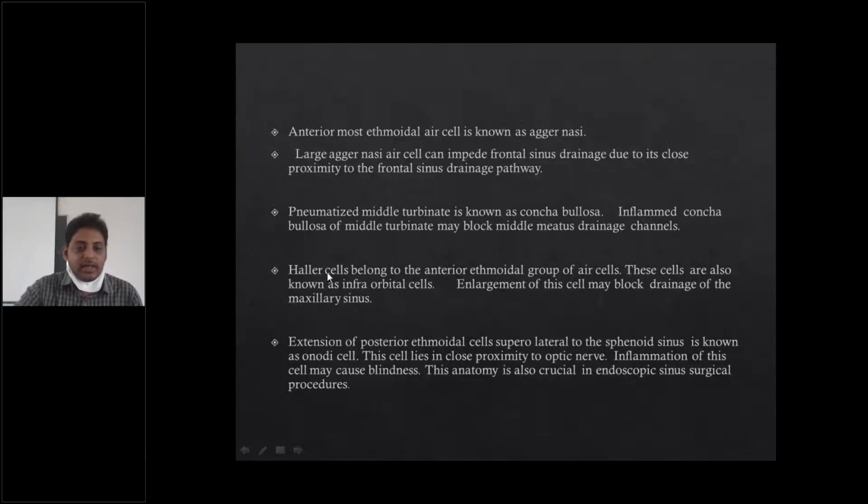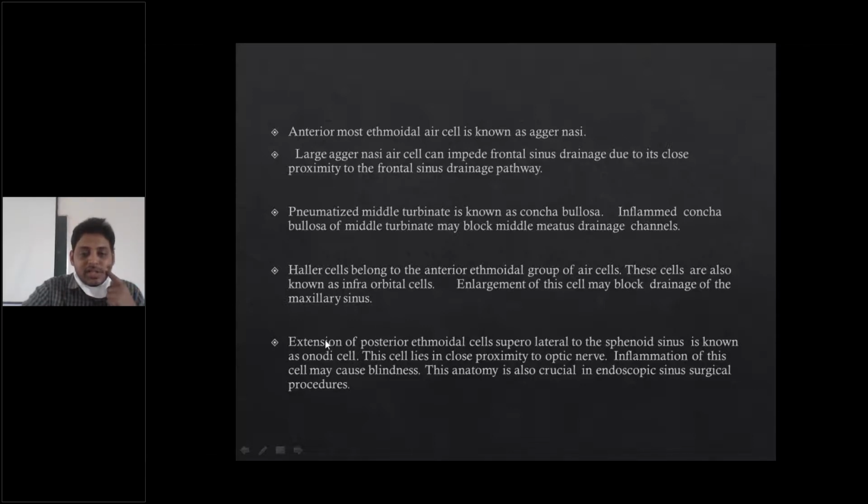And as we said, the Haller cell belongs to the anterior group of ethmoid cells. These cells are also known as infraorbital cells. Enlargement of the cell may block drainage of the maxillary sinus. As we said earlier, the infraorbital cell or Haller cell is present at the superior region of the maxillary sinus. If there is enlargement of this Haller cell, the drainage of the maxillary sinus will be impeded and may lead to maxillary sinusitis.